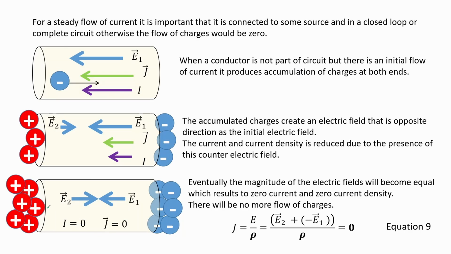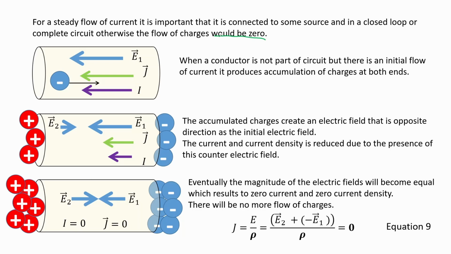For a steady flow of current, it is important that it is connected to some source and in a closed loop or complete circuit, otherwise the flow of charges would be zero. When a conductor is not part of a circuit but there is an initial flow of current, it produces accumulation of charges at both ends.